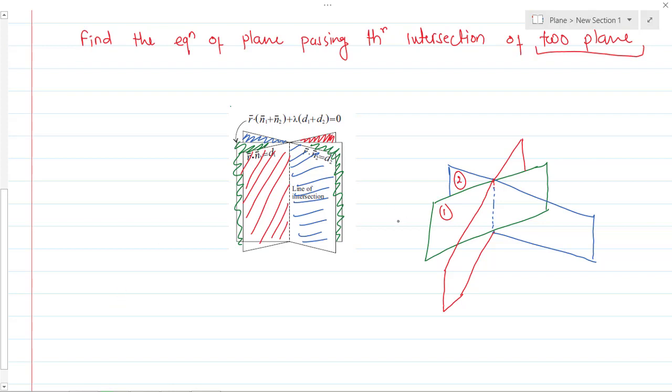Now in this case the first plane and the second plane are known to us. Let the equation of the first plane be r dot n1 equals d1, and the second be r dot n2 equals d2. Sorry, these are scalar quantities, d1 and d2. These are the general equations of the planes. I hope the concept is clear now.